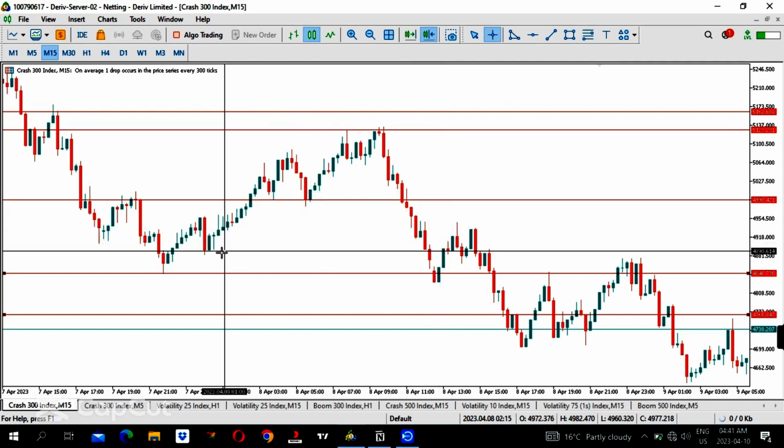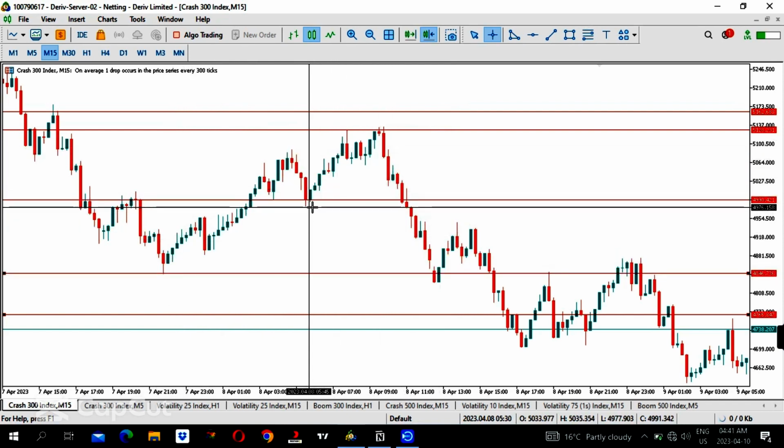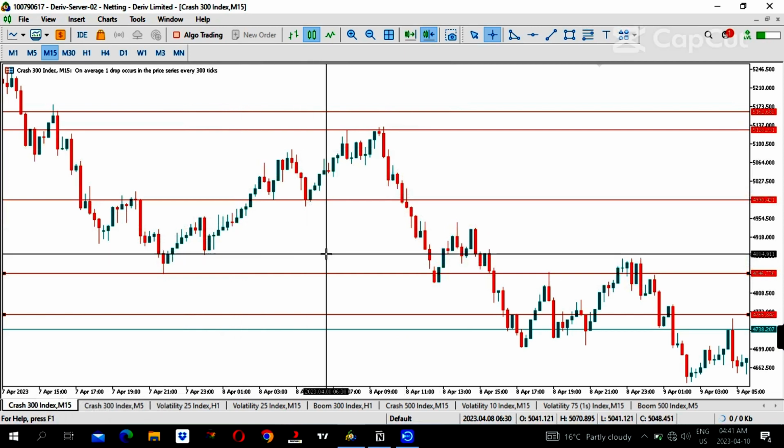Why? Because as you can see, we're in a downtrend. We broke this whole trend line over here. We broke this low, we broke this low, so we are sort of in a downtrend.